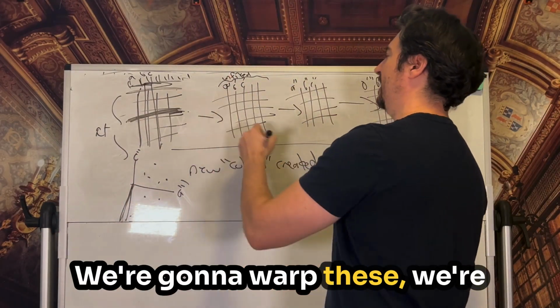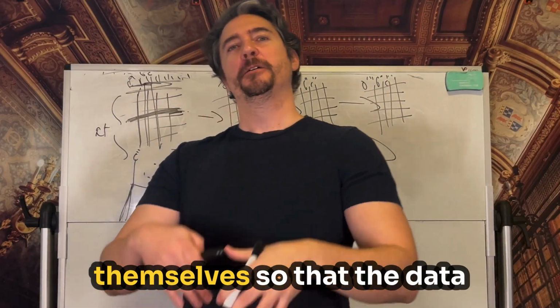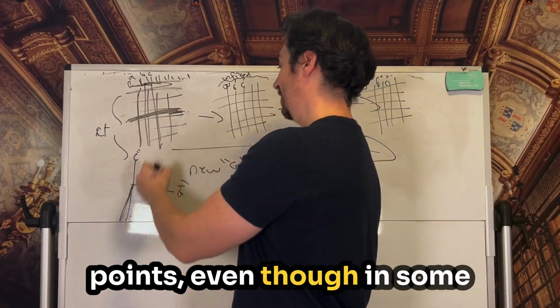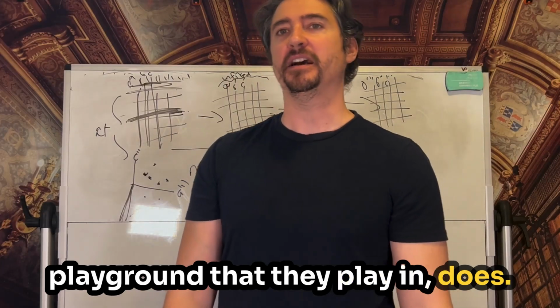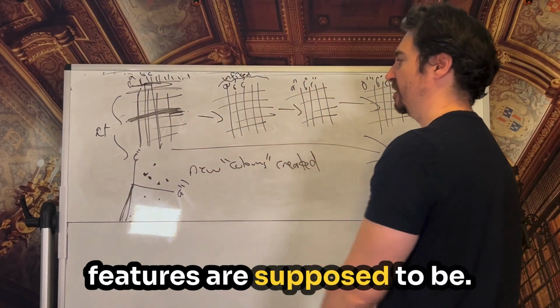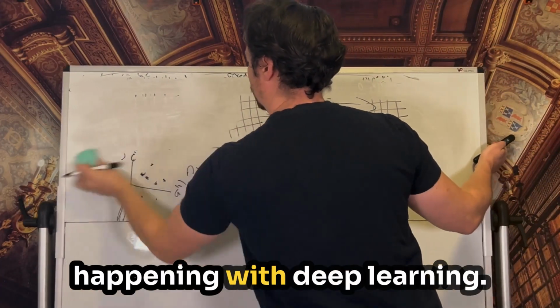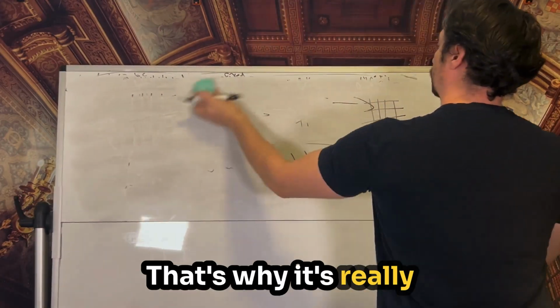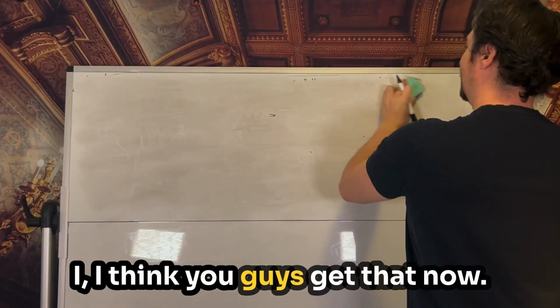We're going to warp these. We're going to massage them. We're going to change the coordinates themselves so that the data points, even though in some sense they don't really change, the playground that they play in does. That's feature learning. You're learning what those features are supposed to be. So that's conceptually what's happening with deep learning. That's why it's very different. That's why it's really not just statistics. I think you get that now.